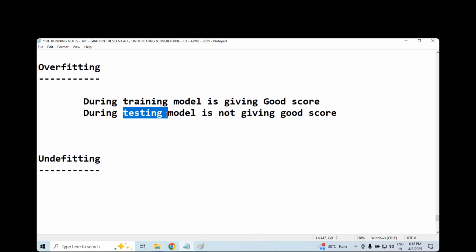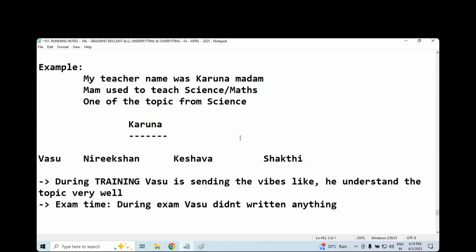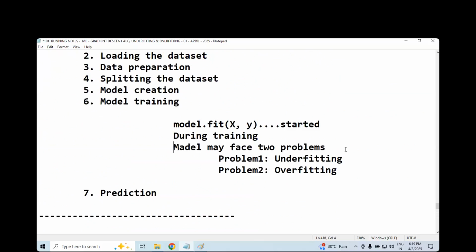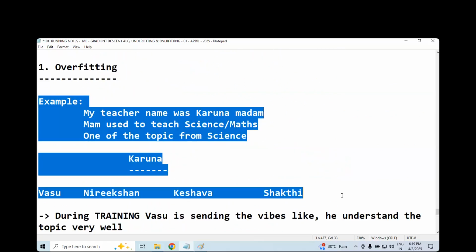First of all, let us try to understand the definitions. Can you tell me what is the next topic? I'm sure during training, the model may face two issues. Issue number one, overfitting, you understand. Issue number two, what is issue number two? Underfitting. What do you mean by underfitting? Same story.